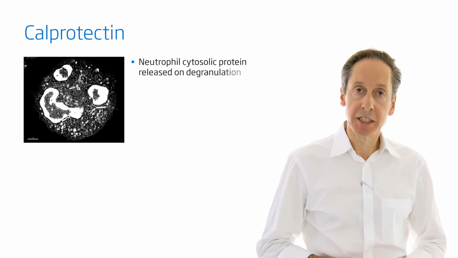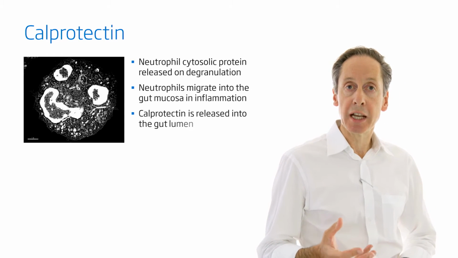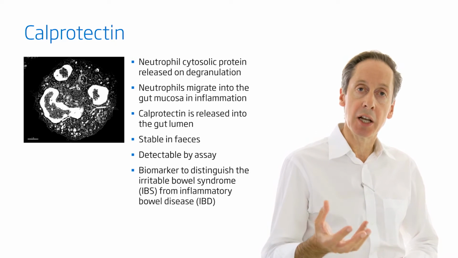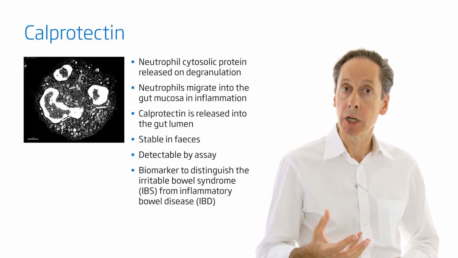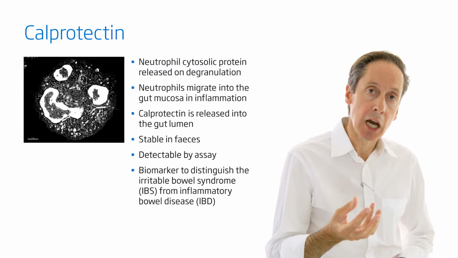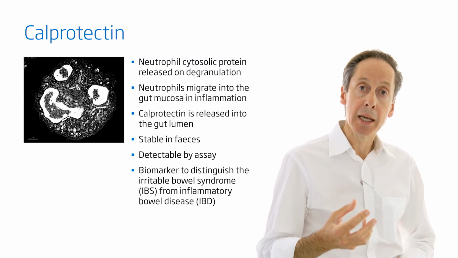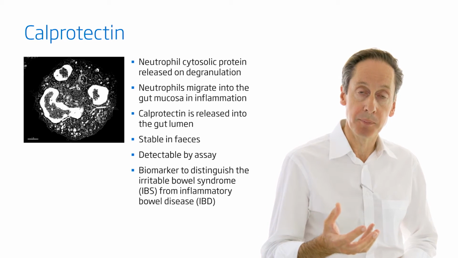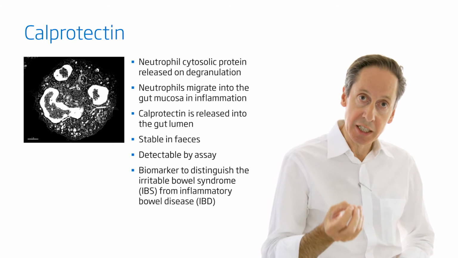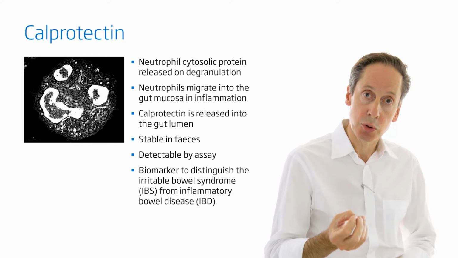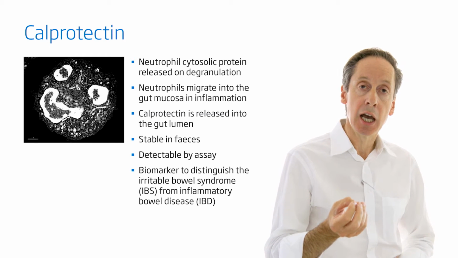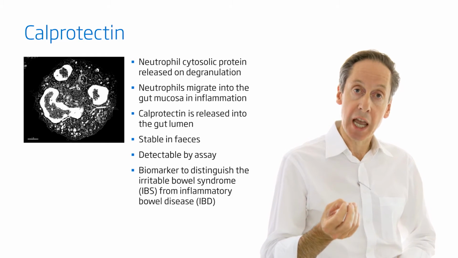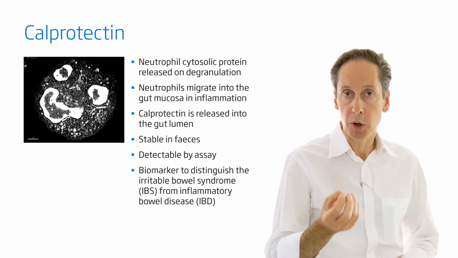So calprotectin is a stable protein contained within the cytoplasm of neutrophils. In the context of intestinal inflammation, whether that be the small or the large bowel, neutrophils migrate into the gut wall, into the mucosa, where they degranulate, and in so doing they shed calprotectin into the intestinal lumen. This calprotectin within the lumen becomes incorporated into stool and then can be detected by an ELISA after defecation.